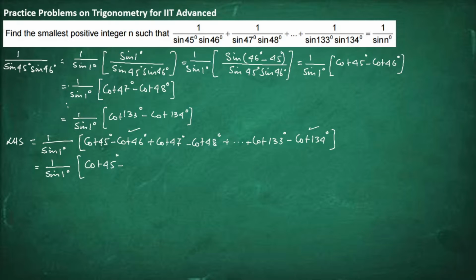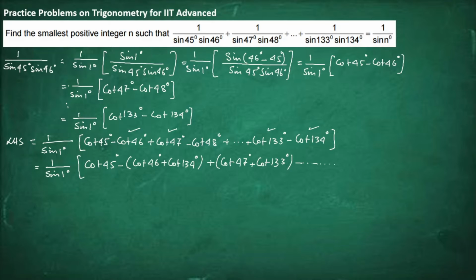Okay, so what we are going to get? Cot 46, cot 134. Clear? Then you combine this term with this term. So what we are going to get? Cot 47 degree plus cot 133 degree. Is it clear? Now this thing will go on, right? Now how many terms will be there? That is the first question. Now how many number of these brackets we will get? That is how many combinations we will get in this way.